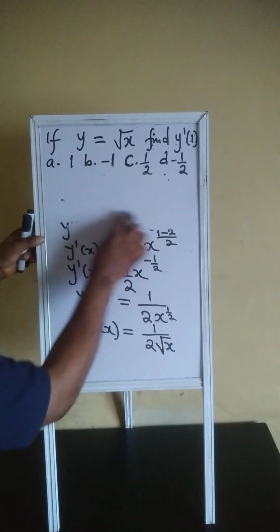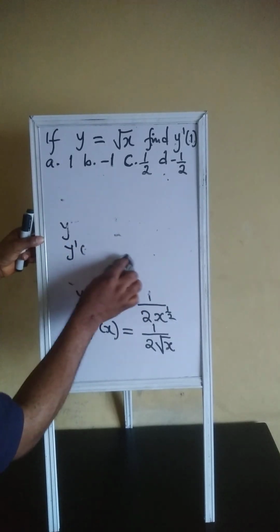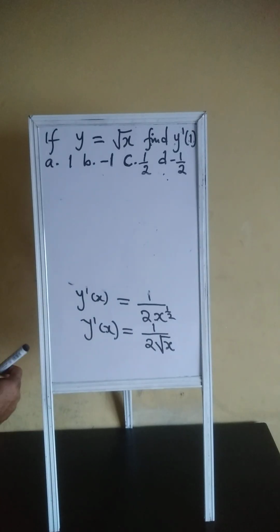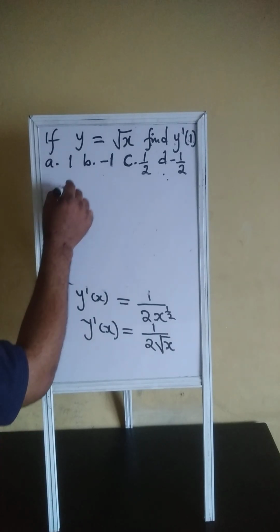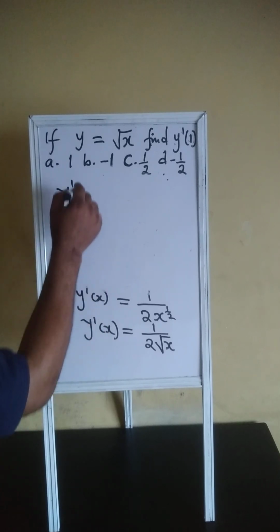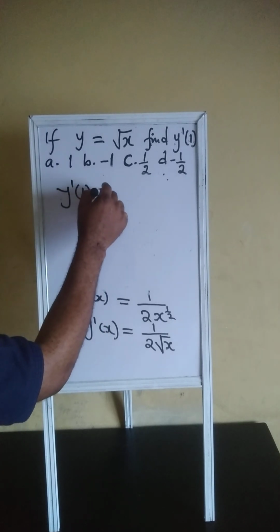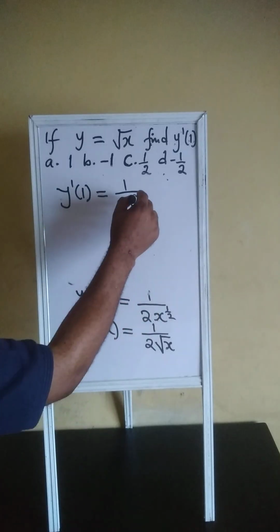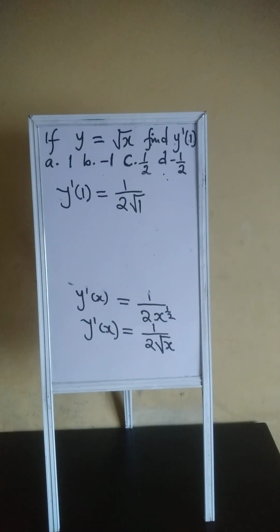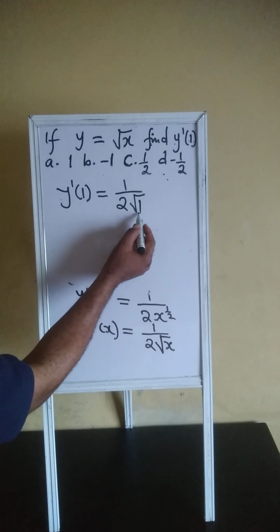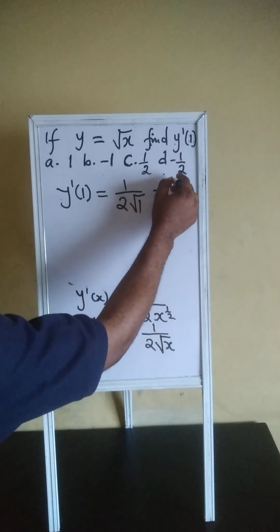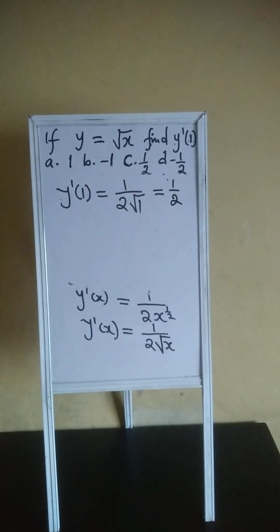Are you with me now? Now let's substitute for x equal to 1. From the last expression, I'll have y prime of x, where x is 1, equal to 1 all over 2 times the square root of x. What is x? x is 1. Now the question is, what is the square root of 1? The square root of 1 is 1, and 1 times 2 is 2. So the final answer is now 1 over 2. And that is all.